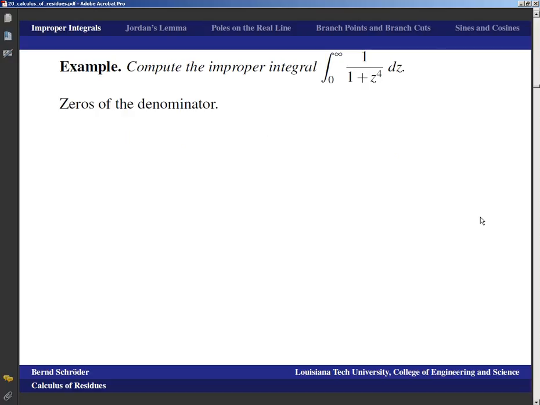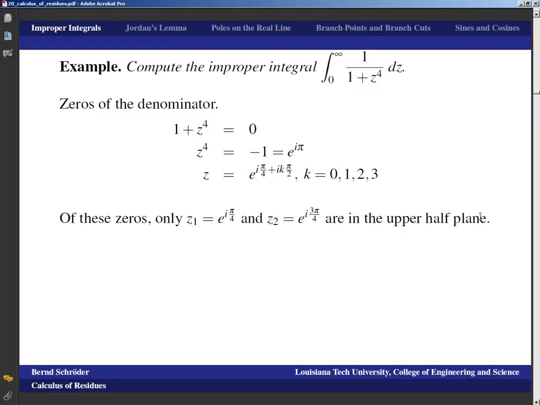So let's take a look at the zeros of the denominator. We now just need to find the residues in the upper half plane. 1 plus z to the 4th equals 0 gives us z to the 4th equals minus 1, which is e to the i pi, which means that z is e to the i pi over 4 plus integer multiples of i pi over 2, that is, e to the i pi over 4 plus i k pi over 2, where k goes from 0 to 3. Only the zeros z1, which is e to the i pi over 4 when k is equal to 0, and z2, which is e to the i 3 pi over 4, are in the upper half plane. When k is equal to 2, we end up with e to the i 5 pi over 4, which is underneath the x-axis, and when k is equal to 3, we end up with e to the i 7 pi over 4, which is also below the real axis. So only these two are in the upper half plane.